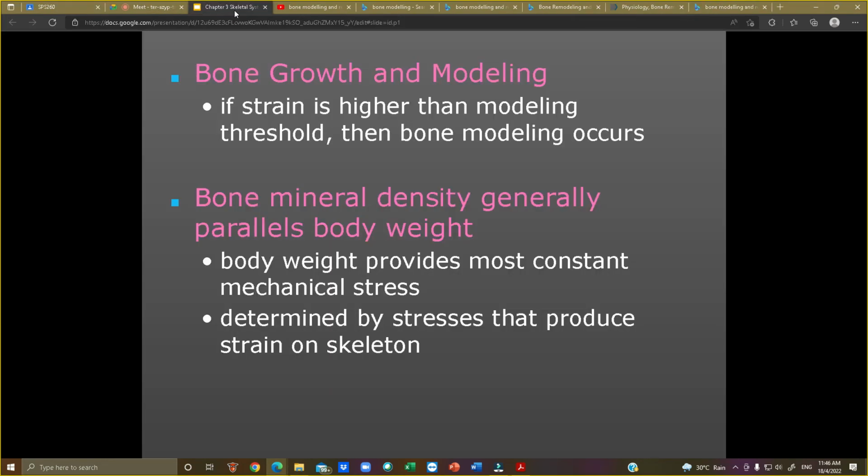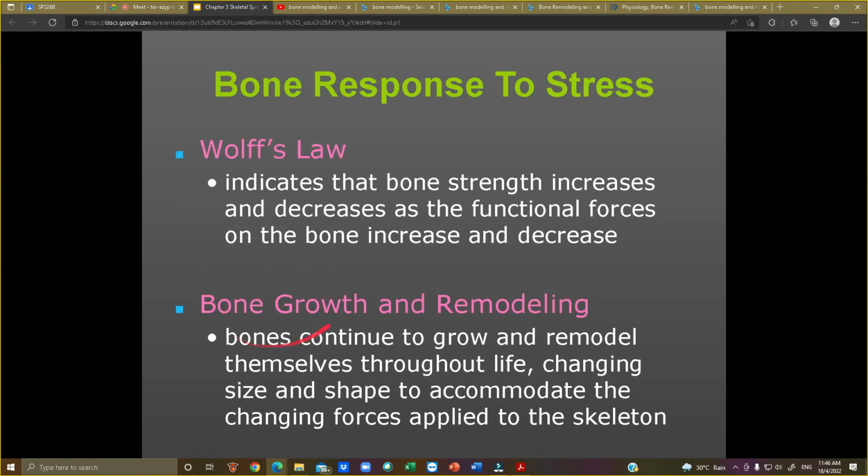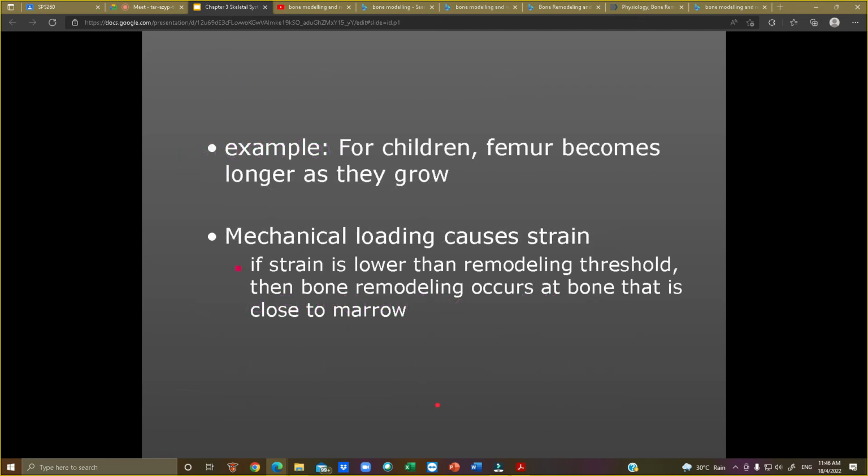Tu beza dia. Okay, and those two is because of ni dia, bone growth and remodeling. Bone continue to grow and remodel themselves throughout life, changing size and shape to accommodate the changing force applied. Modeling pula, okay, this is example being done. Children, femur become longer. Mechanical loading causes strain.